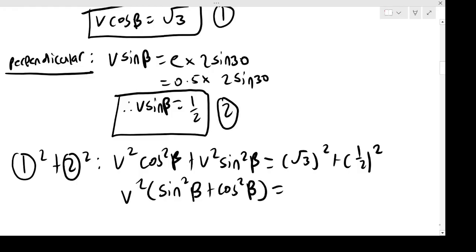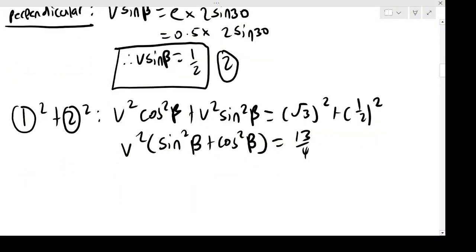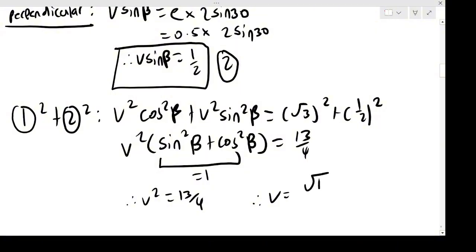And then if we simplify the right hand side, so root 3 squared will be 3 and a half squared will be a quarter. So 3 and a quarter is 13 over 4. And hopefully you realise that the left side is equal to 1. Again, very standard procedure. We've seen this last time. So therefore we just get v squared to be 13 over 4. And quite nicely then we get v, if we square root this, to get root 13 over 2. And there's my answer for the speed v there.